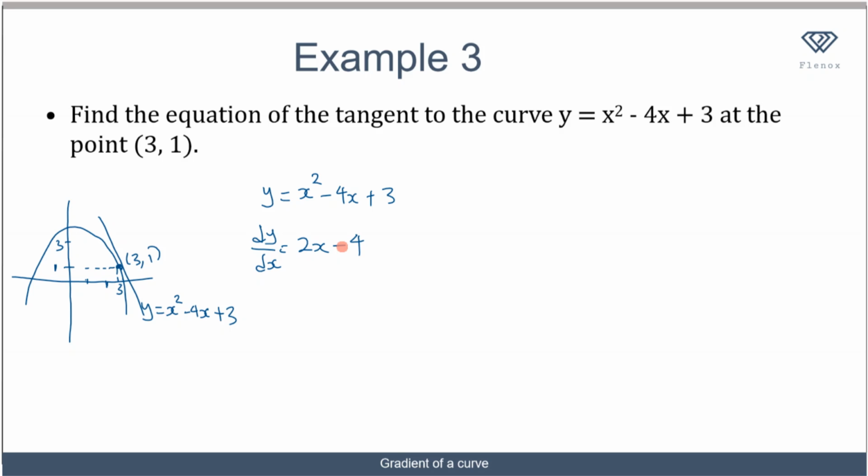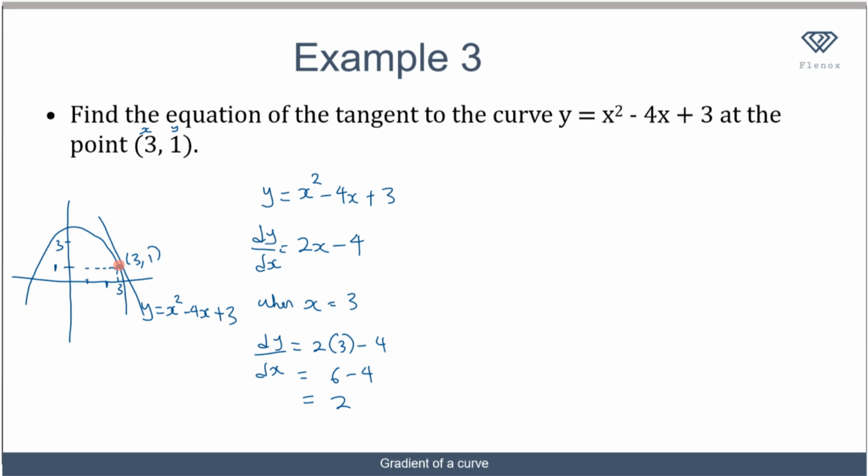So now that I've gotten the gradient function, what is the value of x at this particular point? At this particular point, the value of x is 3. This is the value of x and this is the value of y. So I can find the gradient when x is equal to 3. When x is equal to 3, the gradient dy over dx will be equal to what? Equal to 2 into bracket 3 minus 4. That will be 6 minus 4, and that will be equal to 2. So the gradient at this particular point is 2.